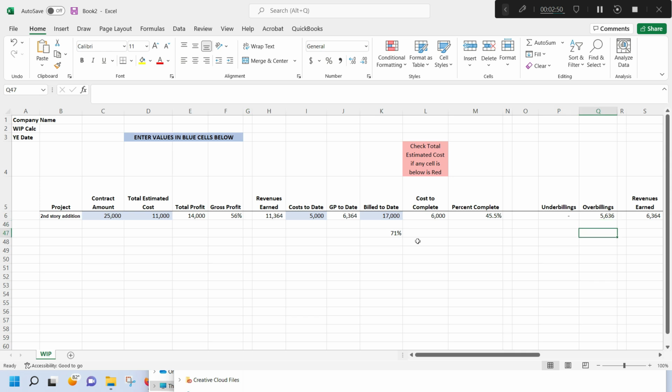So what do we do to revenue? To decrease it, we debit it. And so here we debit revenue and we credit overbillings. You're overbilling, you've billed ahead of where you should be, and that's a liability. So debit revenue, credit the liability, 5,636.